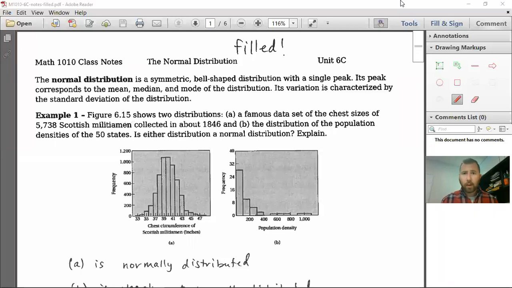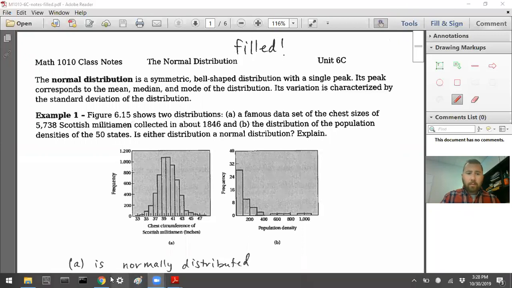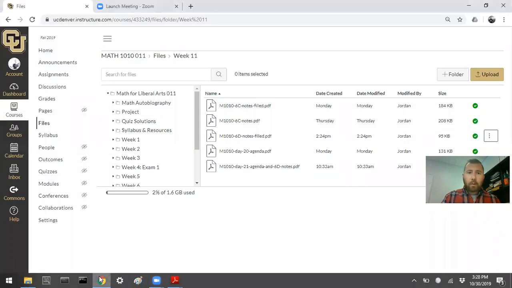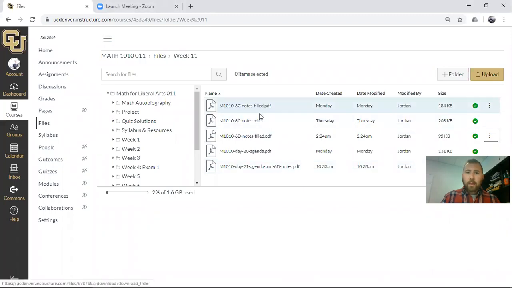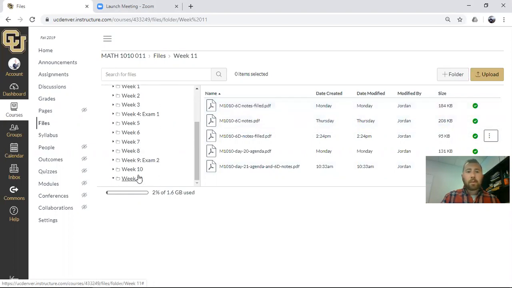Right now I'm sharing my screen. You can see I have the 6C filled-in notes up in front of me. For you to follow along or fill in your own, you can get the 6C notes and the filled-in ones right here on Canvas. This is just in our week 11 folder on Canvas.